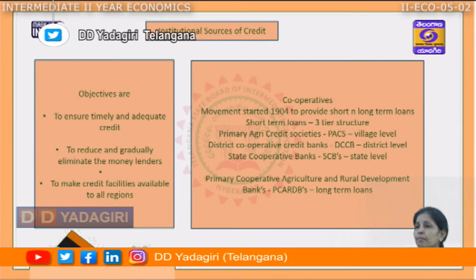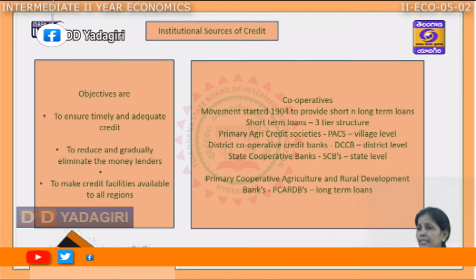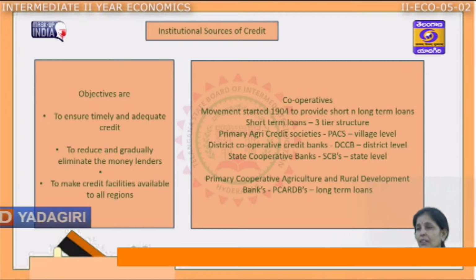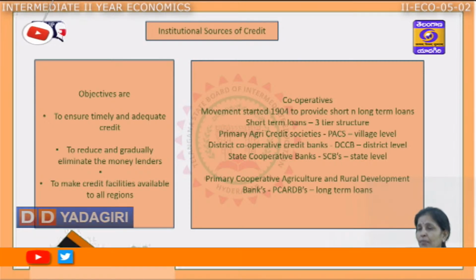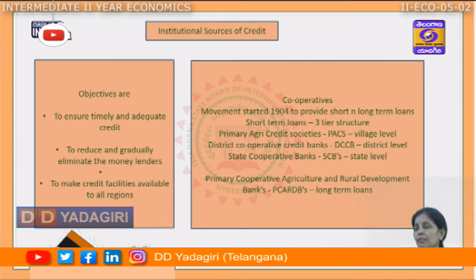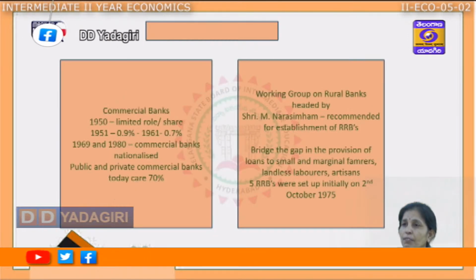At the top we have the State Cooperative Banks, which work at state level, then the District Cooperative Banks at district level, and at village level we have the Primary Agriculture Credit Society. This cooperative structure takes care of the maximum part of the financial requirements of the farmers.